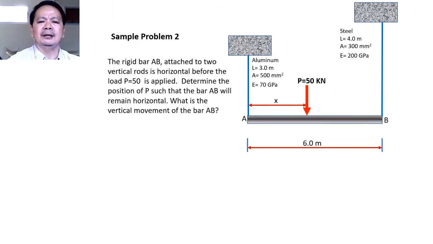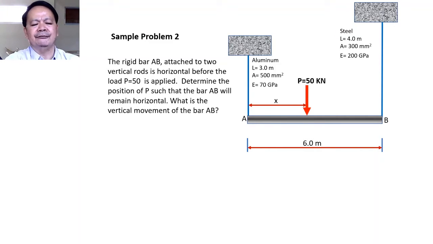Ito yung problem. Actually, this is already my second problem because my first was already given in the previous discussion that I have. The rigid bar AB, which is attached to two vertical rods, is horizontal before the load P, which is equal to 50 kN, is applied. Determine the position of P such that the bar AB will remain horizontal. And what is the vertical movement of the bar AB?